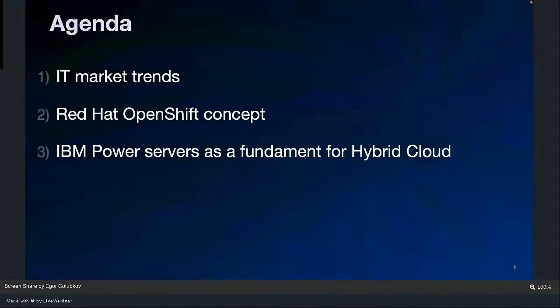We will start with the agenda. There are three main fields that I would like to cover today. The first one is the IT trends on the market. We're going to talk about why the market is moving towards hybrid cloud. Then in the second part, we will talk about Red Hat OpenShift. What is it? How does it work? And why is it important for the hybrid cloud infrastructure? And in the last point, we'll talk about the IBM Power Servers as a fundament for hybrid cloud. We're going to talk about our advantages compared to other servers, and this is why the topic of today's presentation is an introduction to OpenShift as powerful as possible. So it is somehow connected with the Power Servers.